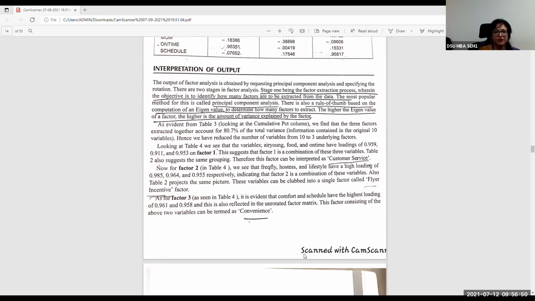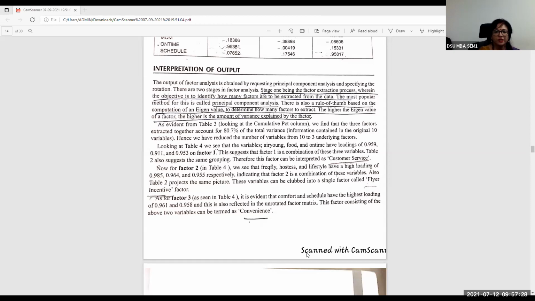You can read it up, and I've underlined the critical lines which are very important. So the first factor, they have named as customer service. The second factor has been named as flyer incentive. And the third factor has been named as convenience. My dear students, this is your job: to interpret the factors and understand which variables will go into the factors. So instead of 10 statements, now you have 3 factors which are going to be of use for you to study attributes and perception of people towards Jet Airways: customer service, the flyer incentive factor, and convenience.